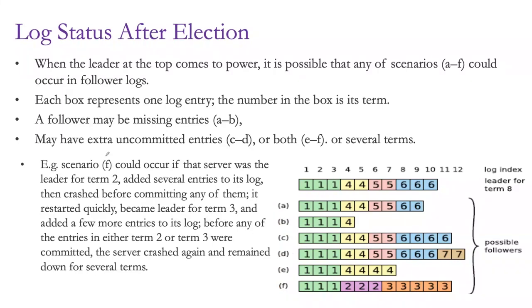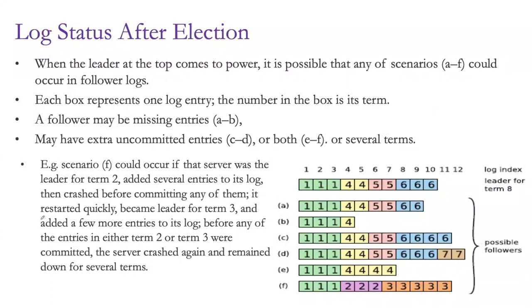The scenario in F could occur if that server was the leader for term 2, as we discussed, added several entries to its log, then crashed before committing any of them. During term 2, F broadcast those entries, but before they were executed by the state machine, and only after execution by the state machine are the records committed. So before committing, F crashed. So in that case, what is happening here quickly?